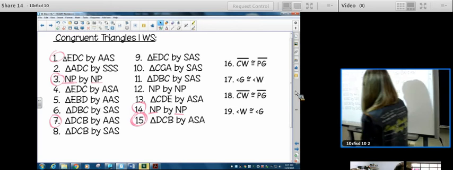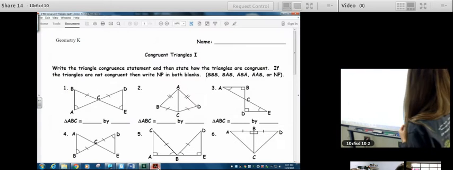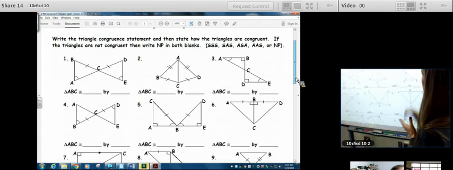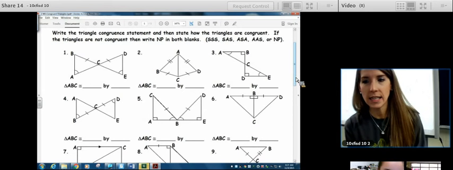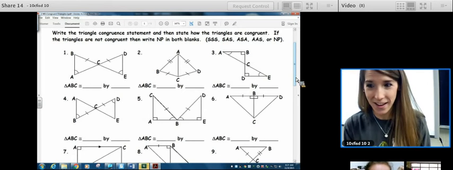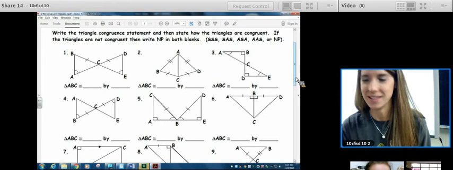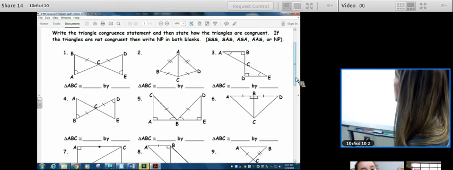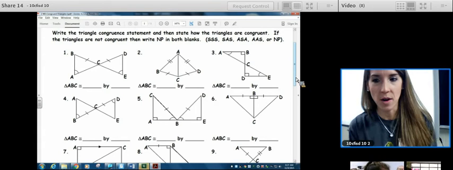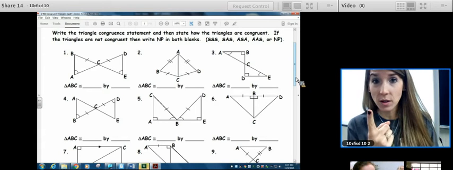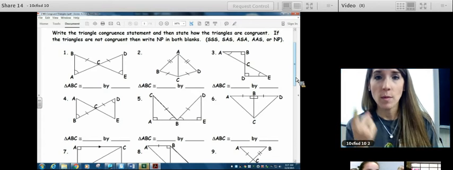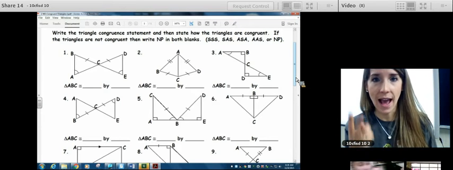All right, let's start with number 1. So here are our choices: side, side, side; side, angle, side; angle, angle, side; or not possible. Those are the choices so far today. Now, we know the times that we can add markings. When we have vertical angles, we can add arcs. When we have a shared side, we can add tick marks.